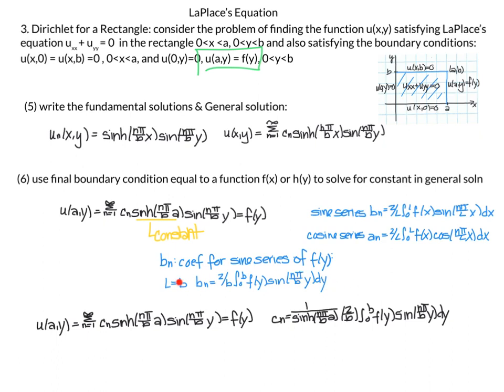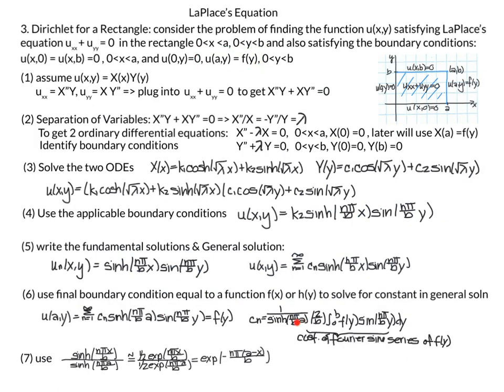The only difference between B_n and C_n is that for C_n, I have to divide by this extra constant. So C_n is equal to 1 over sinh(nπ a/b), times 2/b, integrating from 0 to b of f(y) sin(nπ y/b) dy. Here's my final solution. Your book sometimes uses this identity to further simplify things, and we'll use this identity in an example.